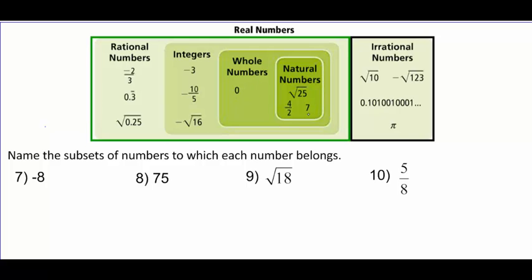That's the number 0. And then natural numbers includes all of your counting numbers. The ones that you learned before you were even in kindergarten are your natural numbers.